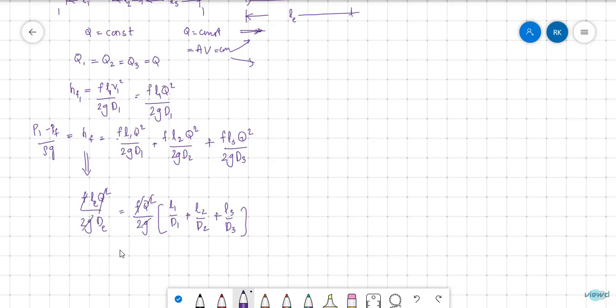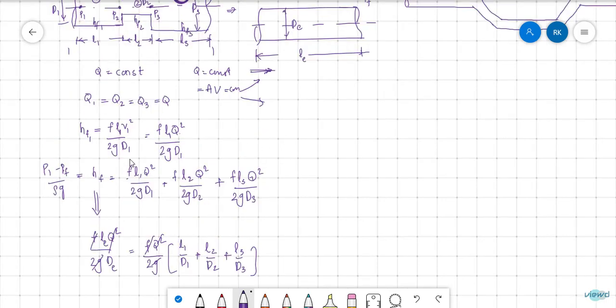So finally the remaining is, sorry, I wrote the formula wrong here. This is FLQ square divided by 12 D1 power 5, and here also 12 D1 power 5, 12 D2 power 5 and 12 D3 power 5.